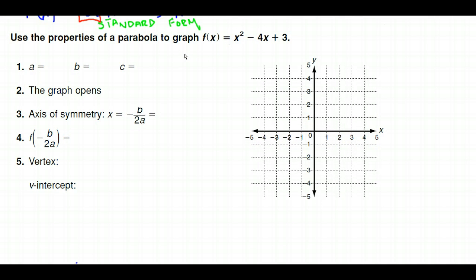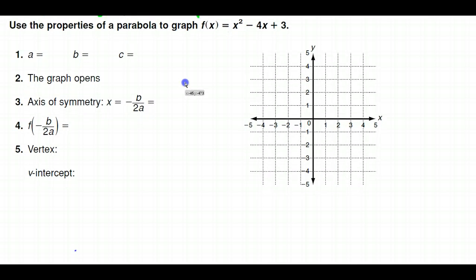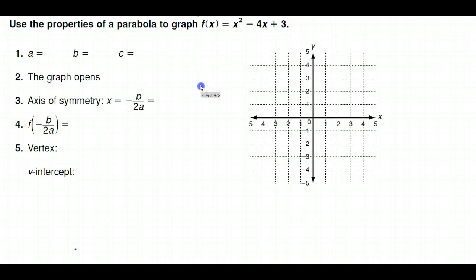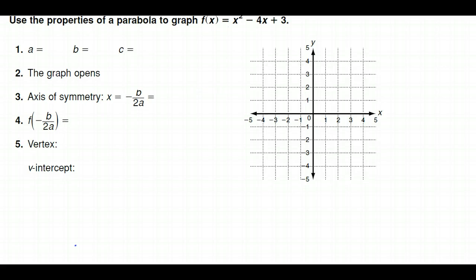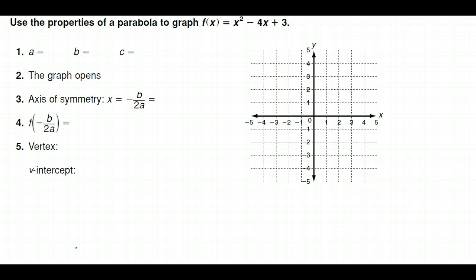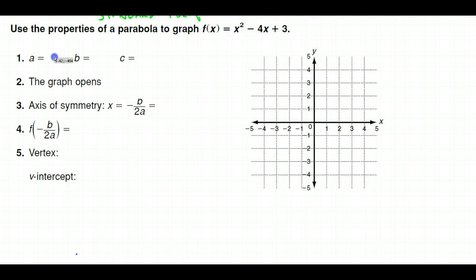Okay, here's a function. Here's a function, f of x equals x squared minus 4x plus 3. So let's first identify our a, b, and c. Again, a is the coefficient of x squared, and if there's nothing there, then technically there would be an invisible 1 there. So a in this case is going to be 1.